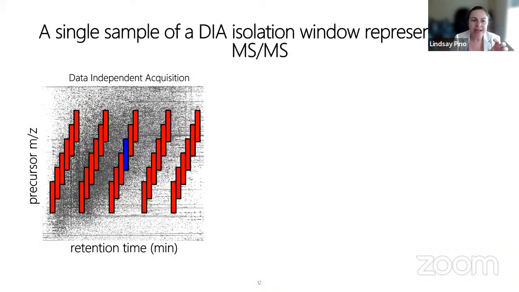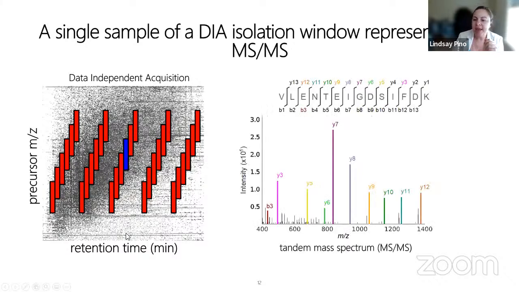So with a data-independent acquisition, let's say we were to take just one of these chunks, so this is a precursor m/z value, say this is 600 to 650 m/z. At this one retention time, we take an MS/MS scan. We program the mass spectrometer to make a mass spectrum for all the precursors from 600 to 650, say. Let's say this particular peptide happens to fall in that scan, we would get our MS2.